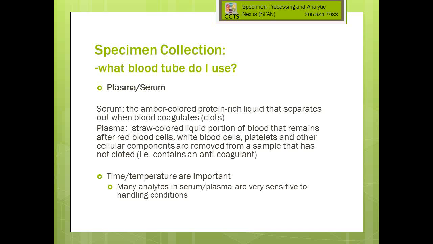So then you have to use a plain serum collection tube. Plasma is also the liquid part of blood, but that remains after the blood is collected in an anticoagulant, so the blood is not clotted here. You can spin down the red and white blood cells, and the liquid part that's left on top is the plasma. So serum is after clot, plasma is when it's anticoagulated. Again, as with cells, time and temperature is important. Some analytes in serum and plasma are very sensitive to time and temperature, and you need to understand what it is you're going to do with your sample about how to deal with those issues.